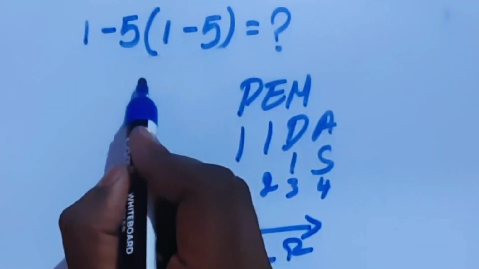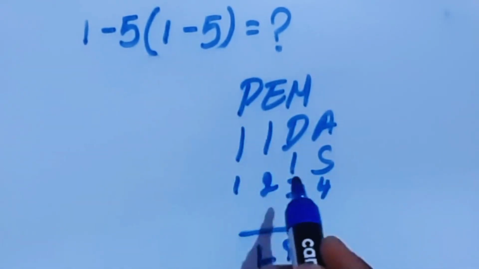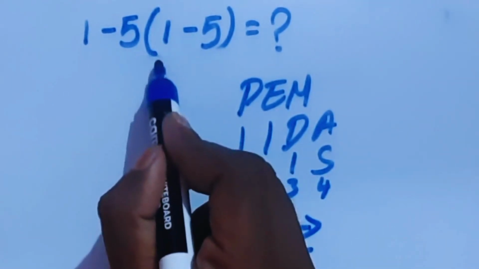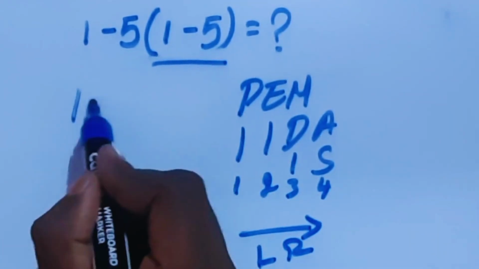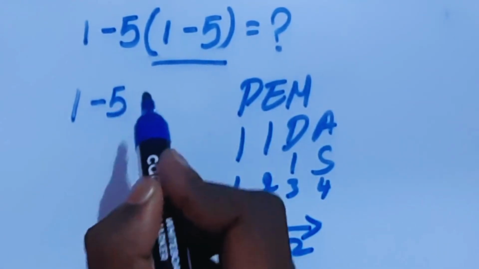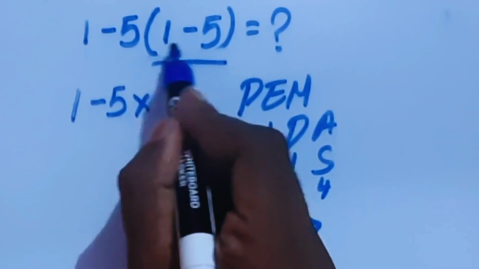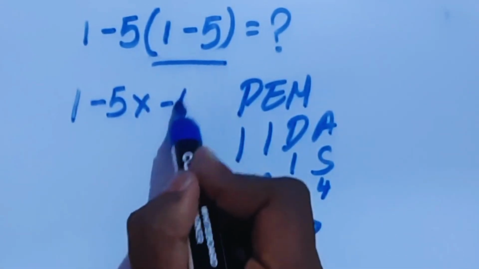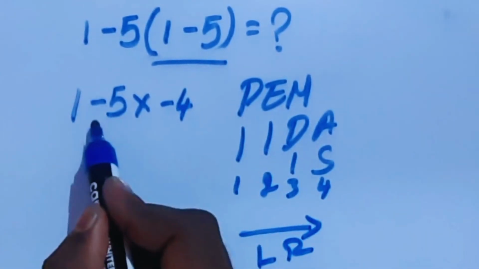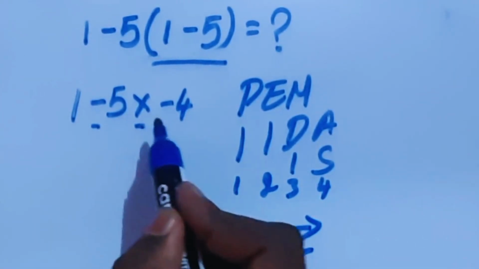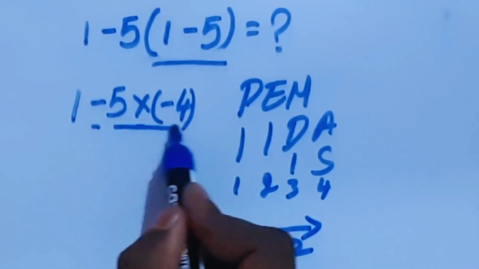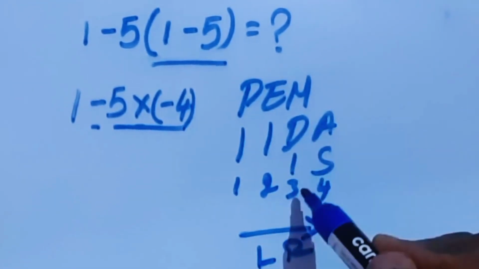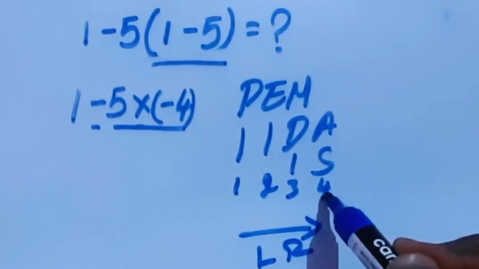Now we are going to do this problem in the correct way by using the order of operations PEMDAS. As per PEMDAS, brackets we have to complete first. So 1 minus 5 times (1 minus 5) is negative 4. Here subtraction and multiplication. Now we have to do this multiplication first because multiplication is higher priority than subtraction.